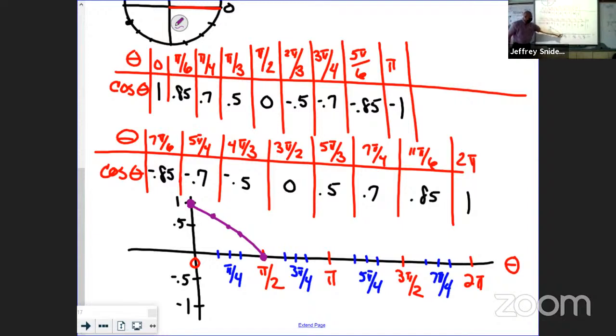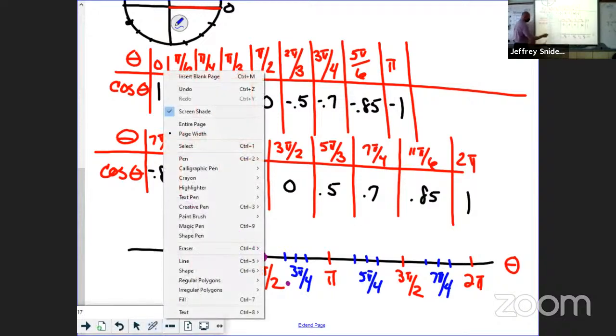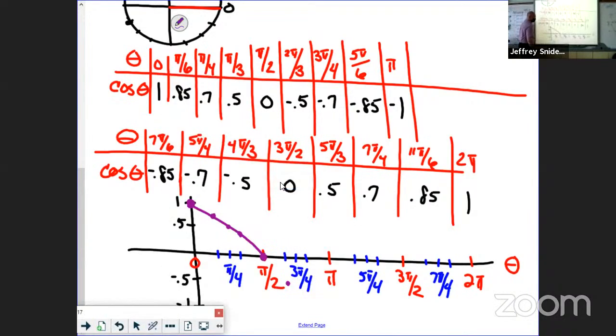Now I'm here. 2 pi over 3, where am I at? Negative 0.5. So it's right about here. Oh, move that over. Right about there. Then where am I off to? Negative 0.7 roughly. And then where? Negative 0.85. And then what happens at pi? Where am I at? Negative 1. So then it goes like this.